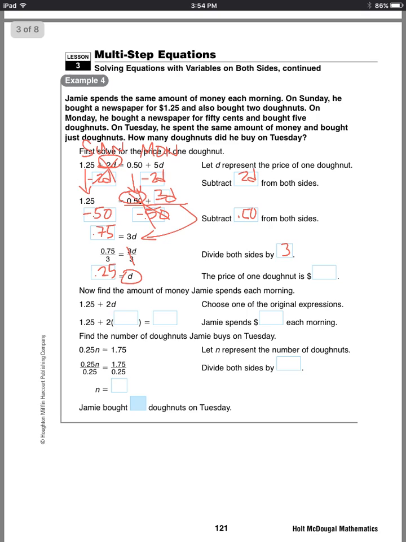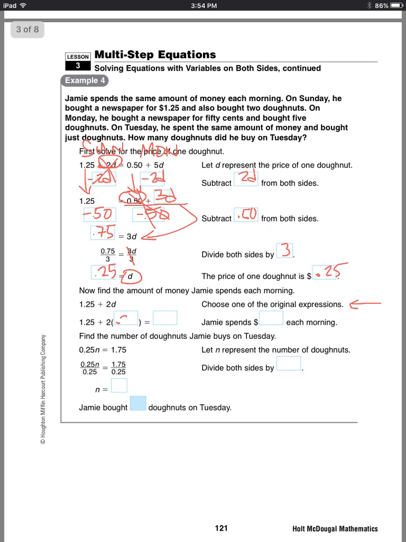So the price of one donut is 0.25. Okay? Now we need to find the amount of money that Jamie spends each morning so that we can divide that by 25 cents and see how many donuts he bought. So, we need to choose one of the original expressions. We can either use 1.25 plus 2D, or we can use 0.5 plus 5D. We're going to use 1.25 plus 2D. Okay? And in for D, we're going to put the price of one donut.